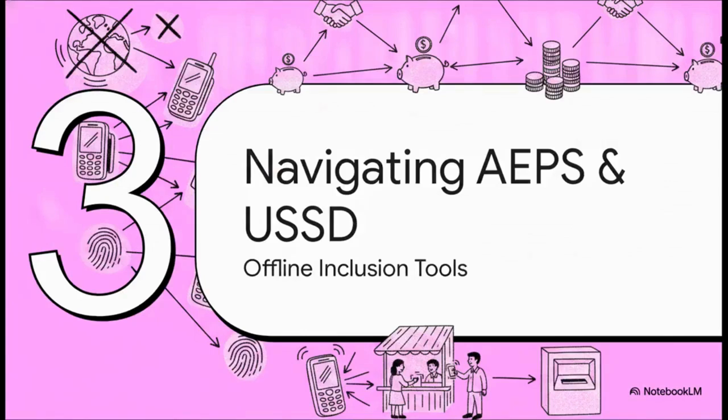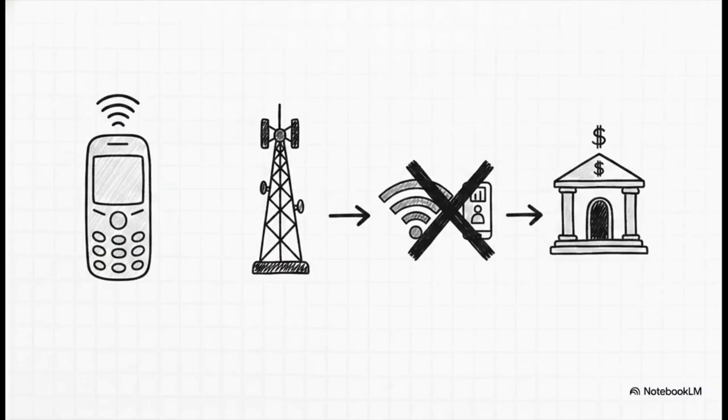All right, Section 3. Navigating AEPS and USSD. Let's take a look at these offline inclusion tools. So, the NILET exam is specifically designed to test your knowledge of systems that serve everyone, not just folks with high-speed internet and smartphones. That is exactly why lab questions will regularly demand that you know how to outline the exact *99# USSD signaling path for simple, feature-phone text inputs.